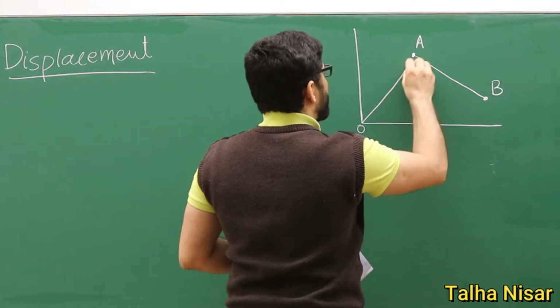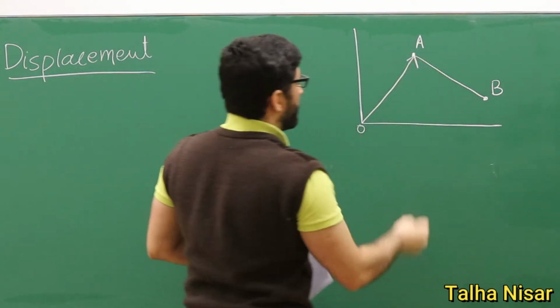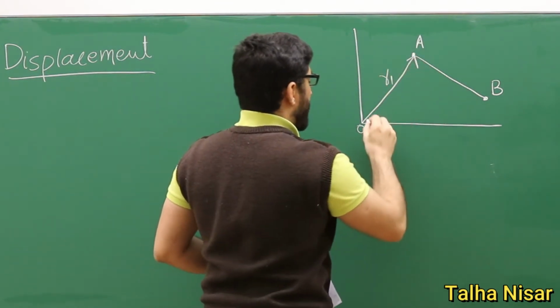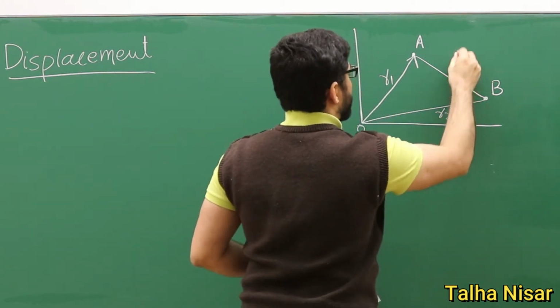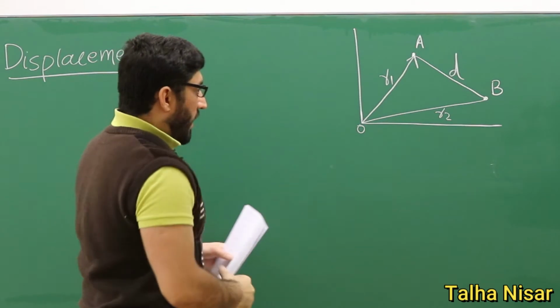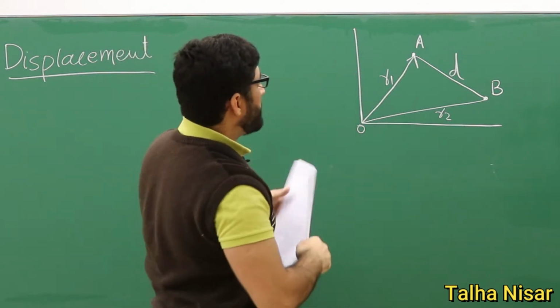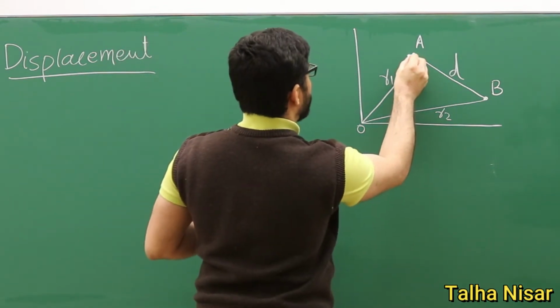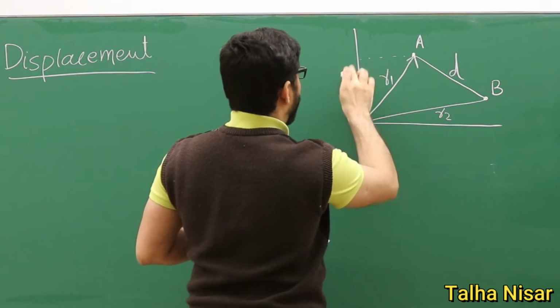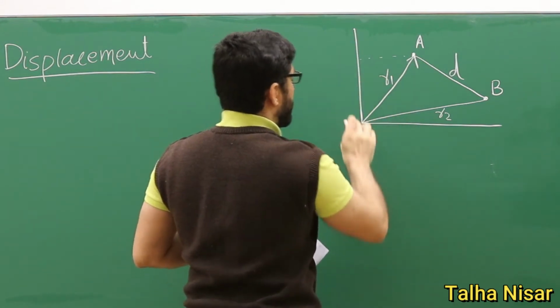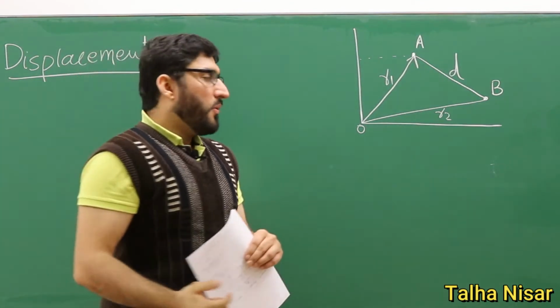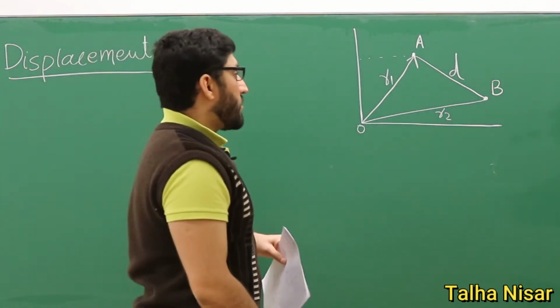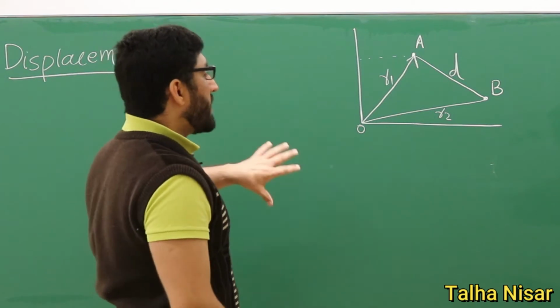So we have a position vector of A. So this is the position vector R1, and we have the position vector R2, and this is D. Position vector means here what is the value of A, how far is it on the y-axis and how far is it on the x-axis. This is how we discussed in our previous lectures when we were talking about the vectors.